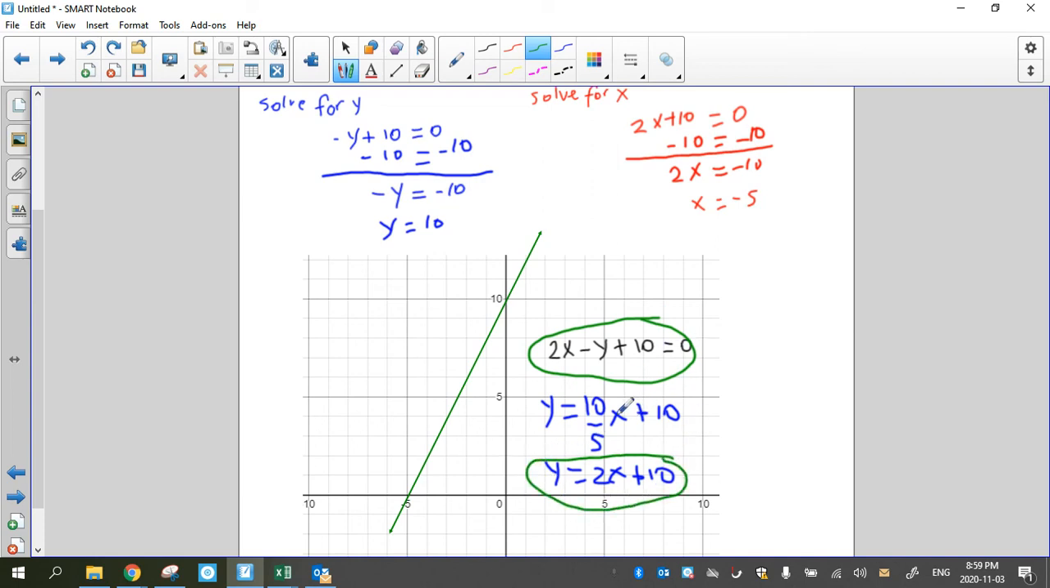What we've been focusing on, of course, today is this standard form, and we find that with the intercepts.